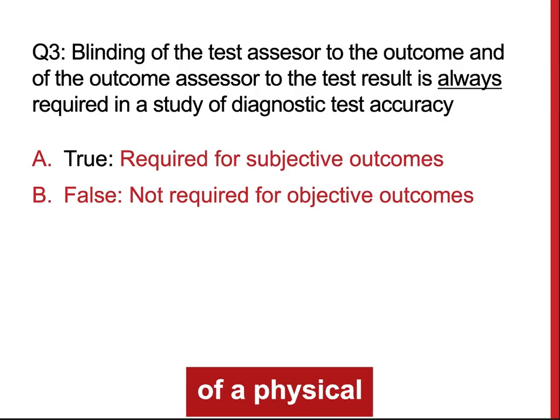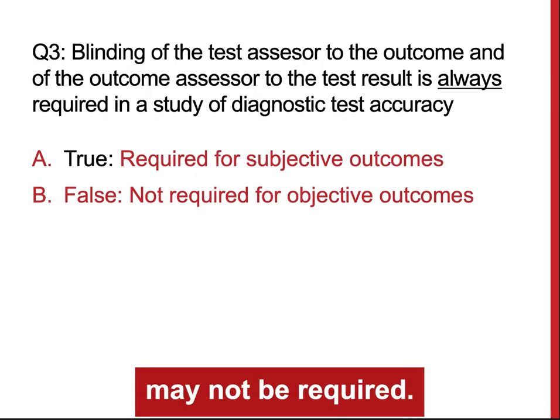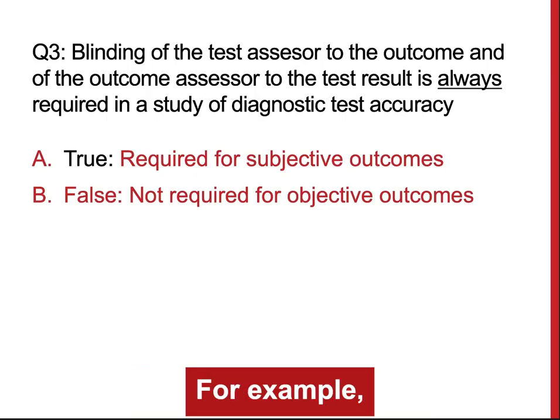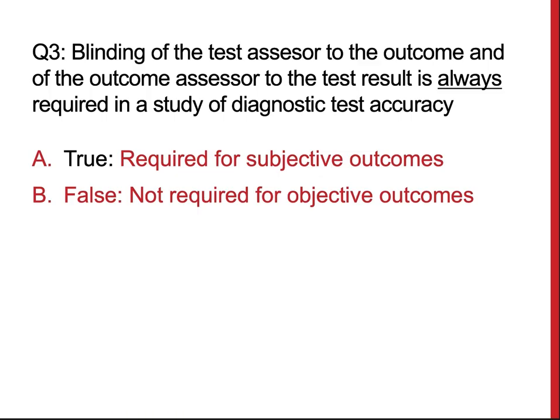For example, knowledge of a physical examination finding may bias lung ultrasound interpretation. When an outcome is objective, blinding may not be required. For example, it would be very difficult to bias an outcome of bacteremia, a positive blood culture, by awareness of the white blood cell count.